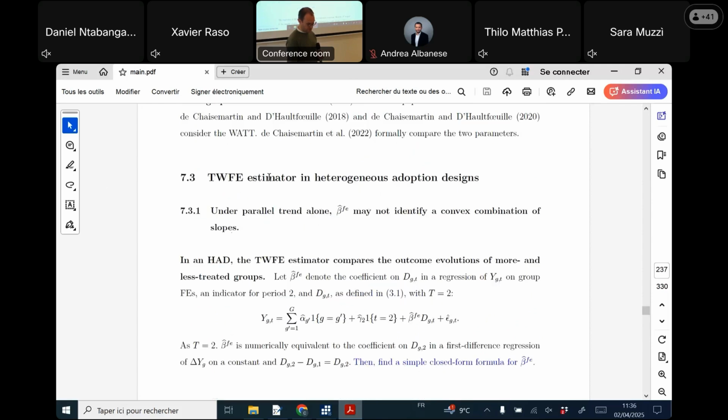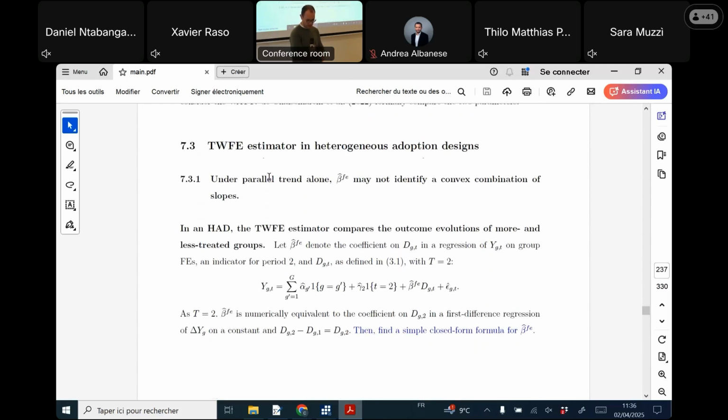so we've defined our target parameters. Now let's look at estimators. So like I was saying, the typical estimator that people use in this context is a two-way fixed effect, which, because we have only two time periods, reduces to Y_gt on group fixed effects, a period 2 fixed effect, and the treatment. We are in the big T equals 2 case, so we have this numerical equivalence between two-way fixed effects and first difference.